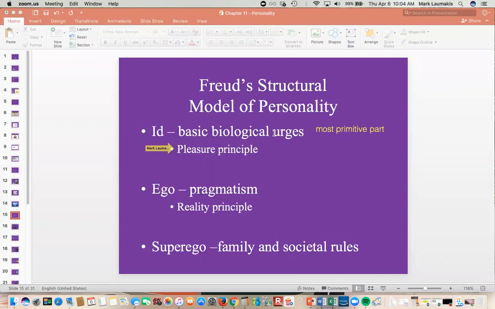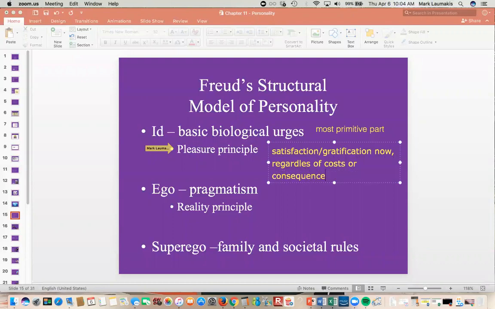Well, in the old days, it was a Janet Jackson album. But in terms of Freud's model, the pleasure principle is an approach to things where what you want is satisfaction and gratification now. Satisfaction/gratification now, regardless of costs or consequences.